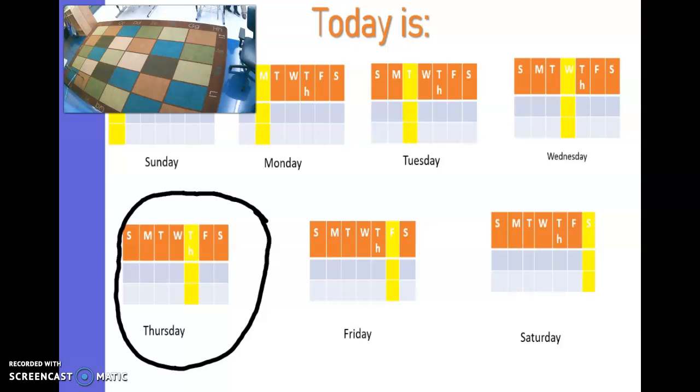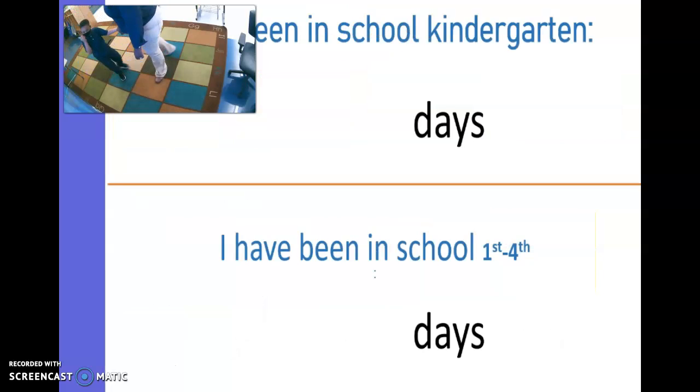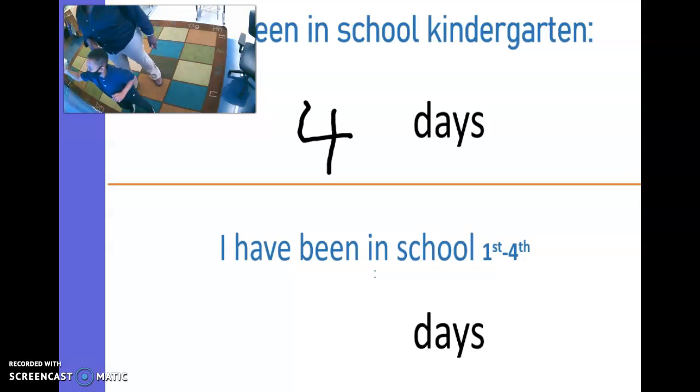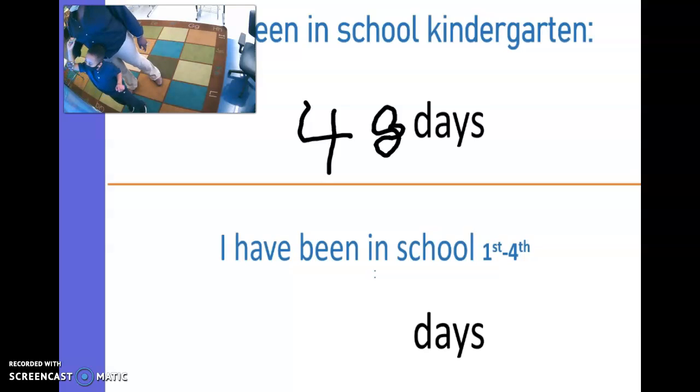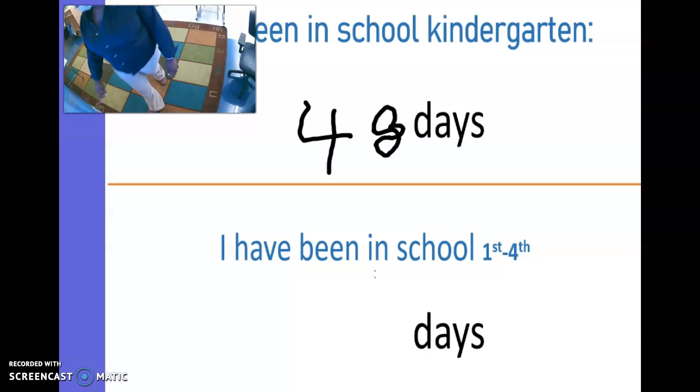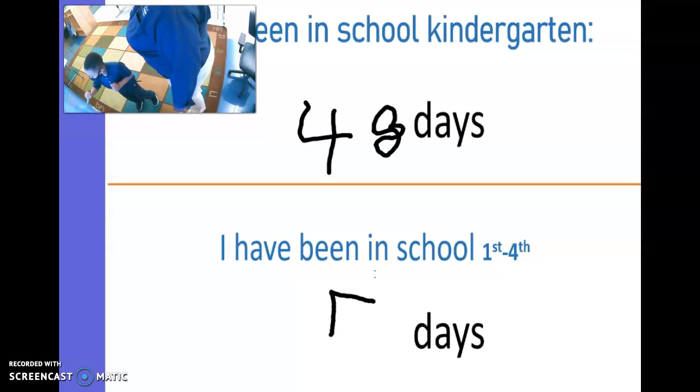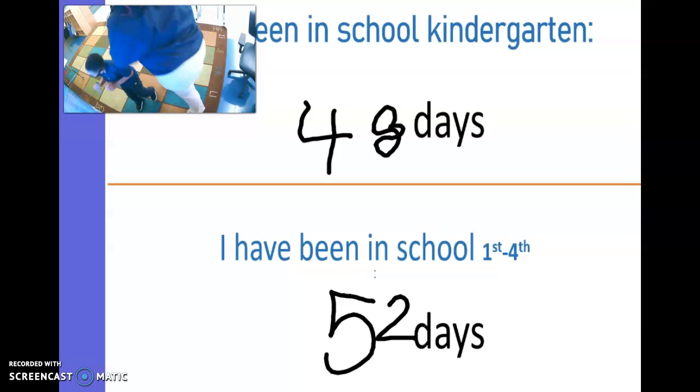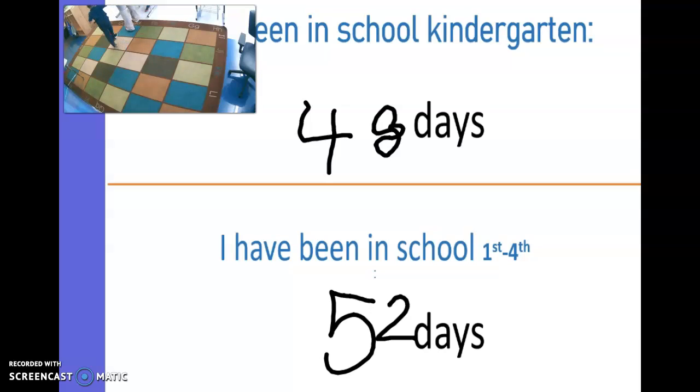All right. Come on, the time is running out on the clock. Let's do it. Next. How many days do kindergartners have to finish school? 48. Can you give me a 4 and an 8, Kyrie? How many days do first through 4th graders have to finish school? 52. Can I have a 5 and a 2, Kyrie? Let's check our friends. 5 and 2, Kennedy.